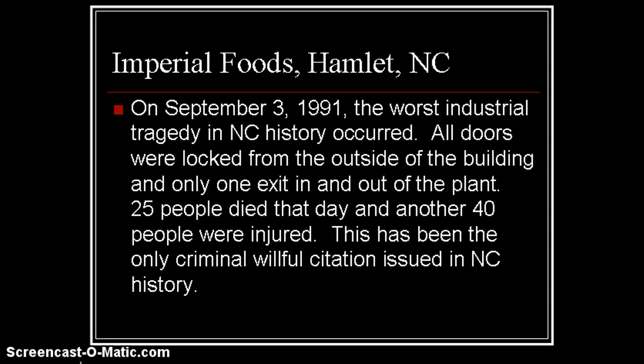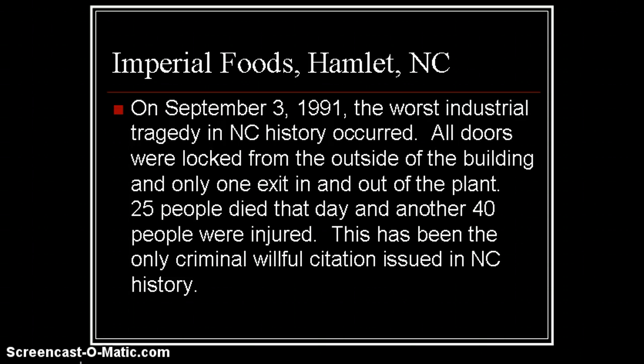The next one we're going to look at is one that occurred in North Carolina that really shaped a lot of things that have happened here as far as the Department of Labor, Occupational Safety and Health, and also the Fire Marshal's office. And that's Imperial Foods located in Hamlet, North Carolina, which is no longer in business. This occurred in 1991. It was the worst industrial tragedy in North Carolina history.